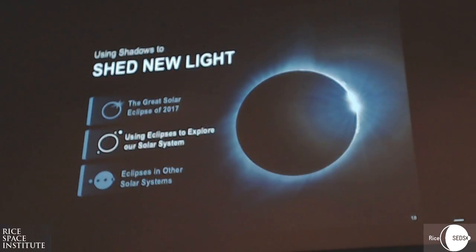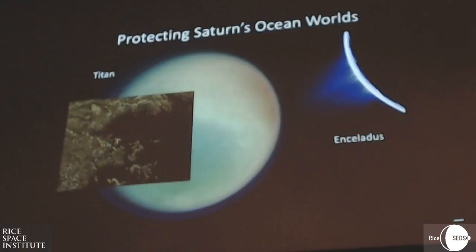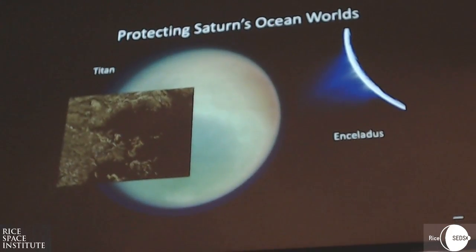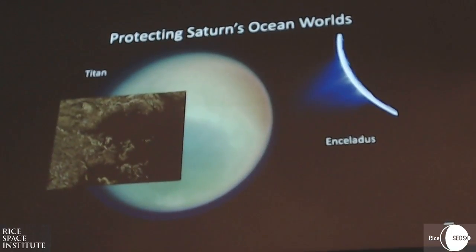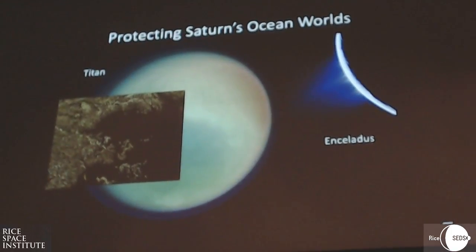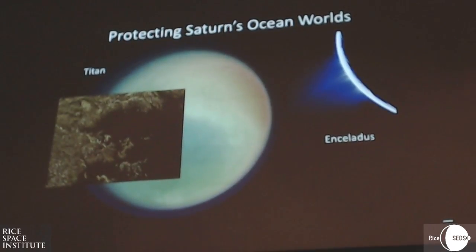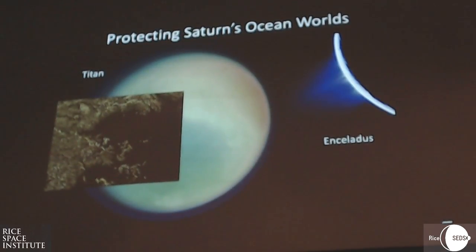So now let's talk about using the eclipses to explore our solar system. And I want to start out with going to Saturn. Now that might be an unusual place to start out talking about shadows, but we had a situation for which we found with Cassini two extremely special places. These are moons at Saturn. One's Titan and the other's Enceladus. Titan is the only body besides the Earth that has liquid on its surface. And it's not water, it's methane.